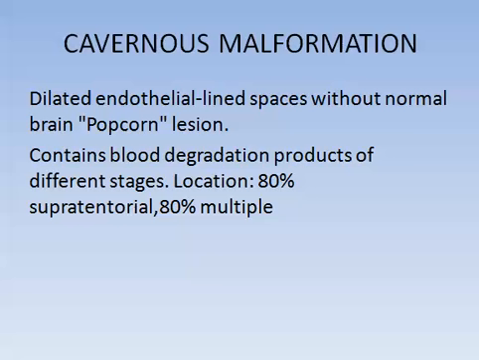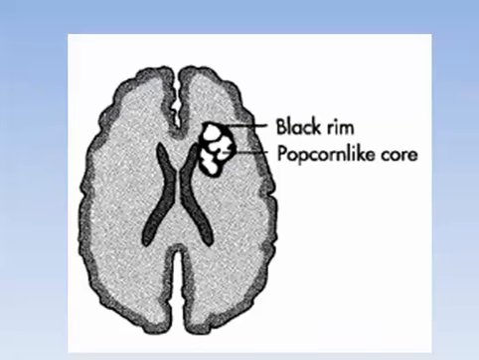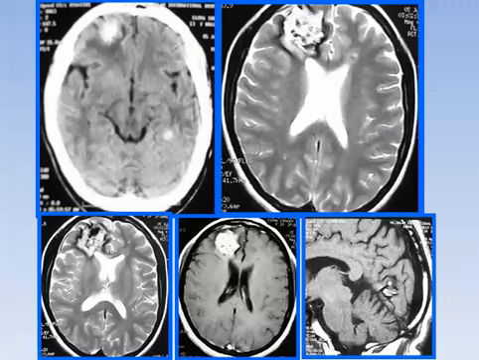Cavernous malformations: dilated endothelial lined spaces without normal brain tissue. This is called the popcorn lesion. It contains blood degradation products of different stages. 80% supratentorial, 80% multiple. Black rim, popcorn-like core, and this is the appearance of cavernomas. Multiple in 80%, supratentorial in 80%, with different stages of blood.